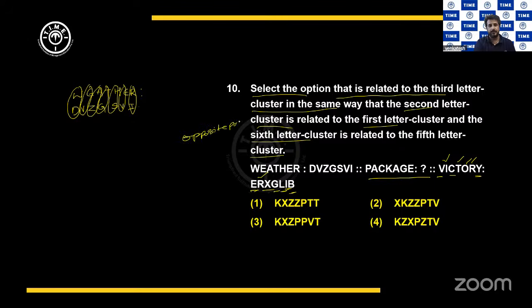Opposite pair of letters. Now the given one is package. P opposite is K. How many options are starting with K? All the options except second. So second option is ruled out. A opposite is Z. Now first option is ruled out, third option is ruled out, only one option is available, fourth option. That's it. No need to do the entire thing.